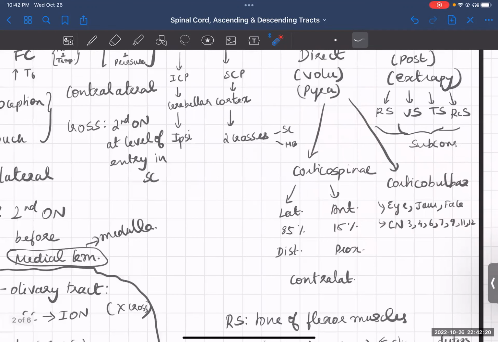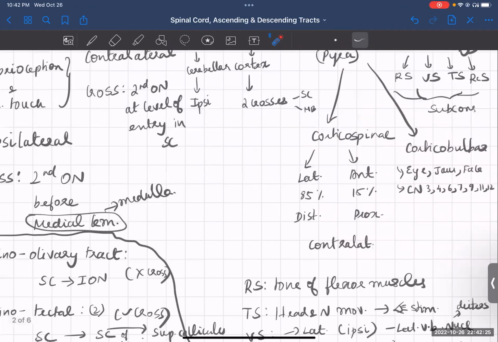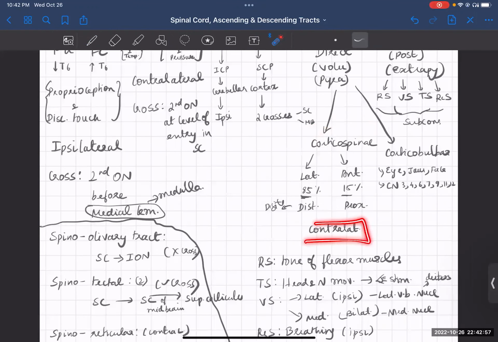So under direct, you have two major tracts called corticospinal and corticobulbar. Corticospinal is further divided into lateral and anterior parts. This lateral part is going to control the distal muscles of your upper limb and lower limb. By distal muscles, I mean your digits. So it is going to control your digits, the lateral corticospinal tract, which is 85%. Whereas your anterior corticospinal tract is going to control your proximal parts like your arms, your shoulder joint, and everything. So this is 85%, this is 15%. And this is going to travel contralaterally.